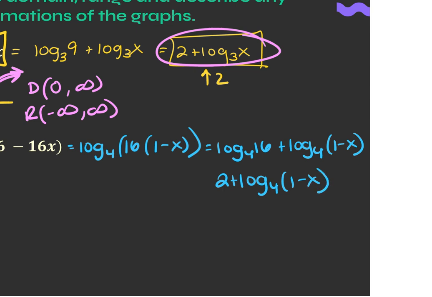What's the 2 on the front doing? It's up 2. It's not multiplied, so don't confuse it with a stretch. This is up 2. Does that change my domain? No. Does it change my range? Log range never changes. And then on the inside, what's that?